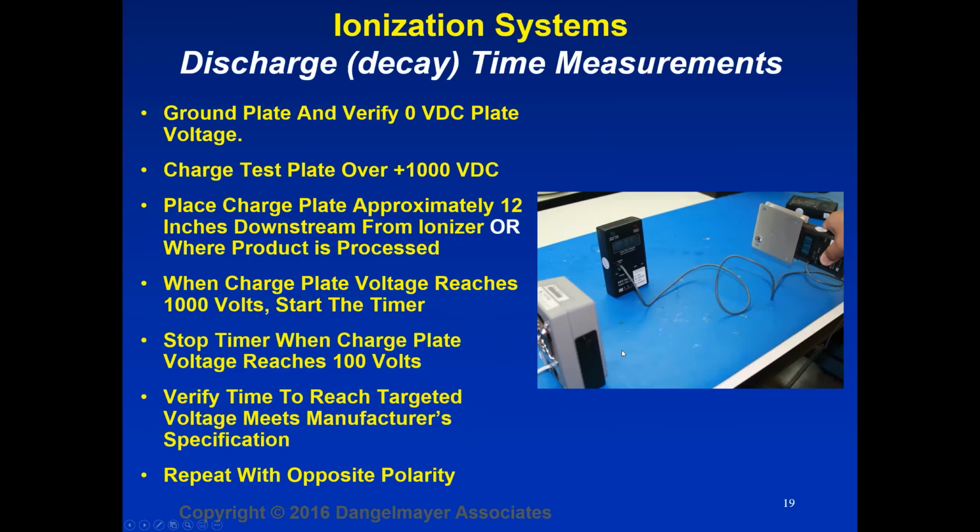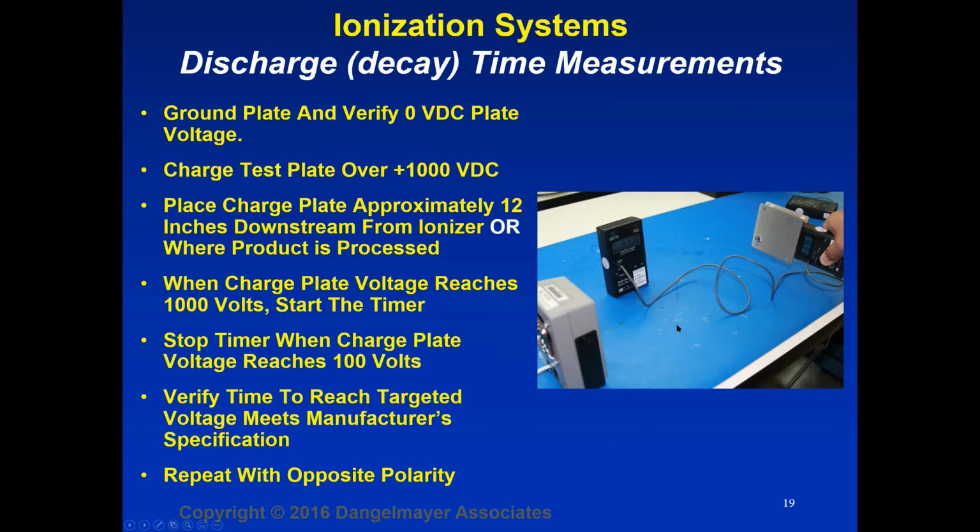That's actually where you really want to know how well the ionizer is working. So choose a place to place the meter, the charge plate monitor, when you're going to make this measurement. The charge plate, when you charge it over 1,000 volts, as it decays below 1,000 volts, the timer will start. The timer will stop when it reaches 100 volts, and you verify that the time to reach the targeted voltage meets the manufacturer's specification or your own in-house specification.